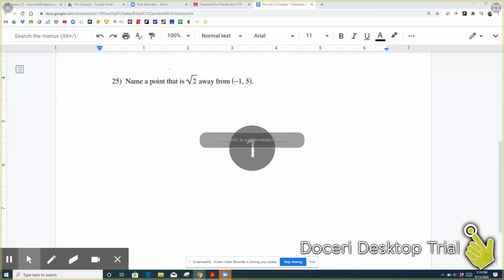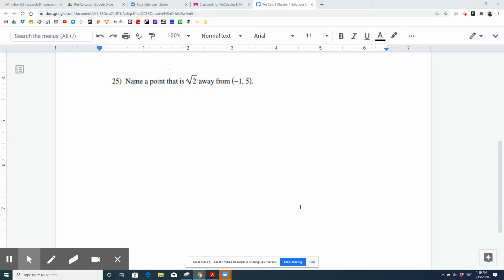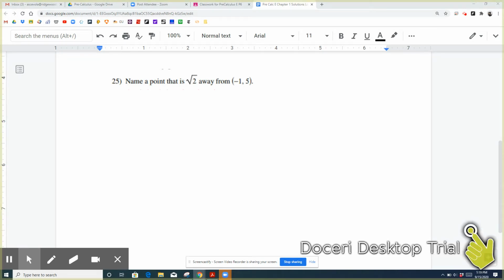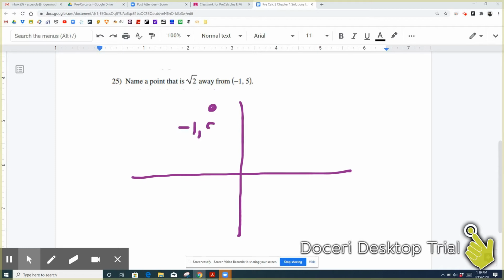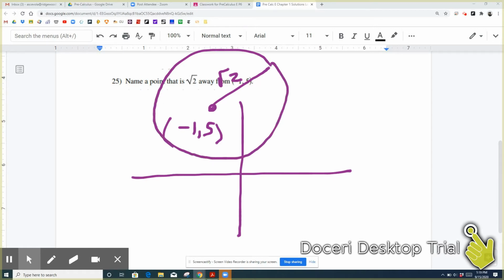All right, so to find a point that's root 2 away from (-1, 5), there's actually an infinite amount of answers, because the definition of a circle is the set of all points that are equidistant from a fixed point. So that's the center of the circle. Technically you could make a circle with the center (-1, 5), and any point on this circle is going to be root 2 away from there.